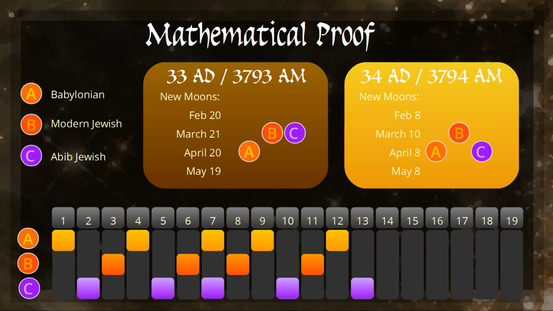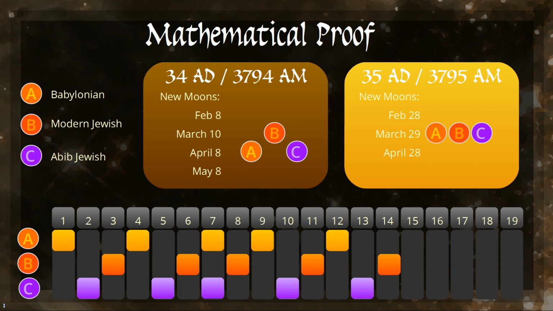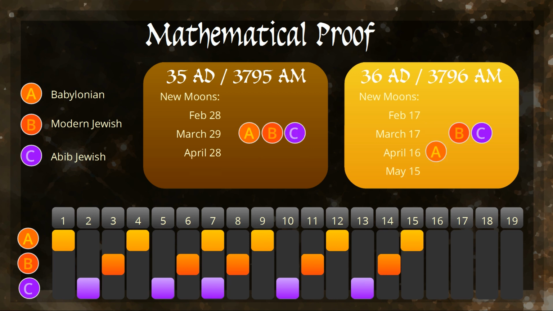For 34 AD or 3794 AM, March 10th still fulfills the requirements of the modern Jewish calendar. But the Abib-based calendar requires an additional month to allow for barley ripeness after the March 25th equinox. The start of the year occurs on April 8th. In 35 AD or 3795 AM, the March 29th date for the new year meets all the requirements of the various calendars.